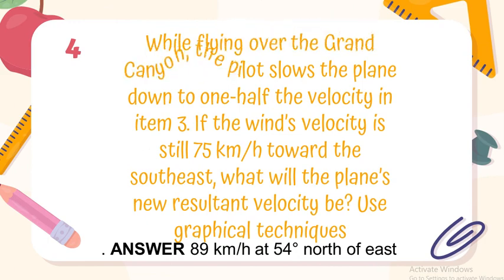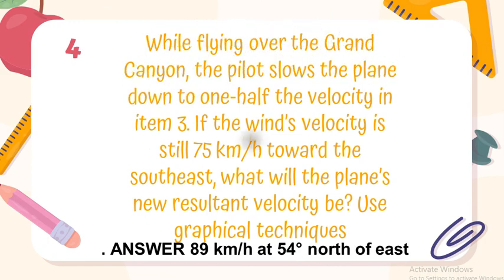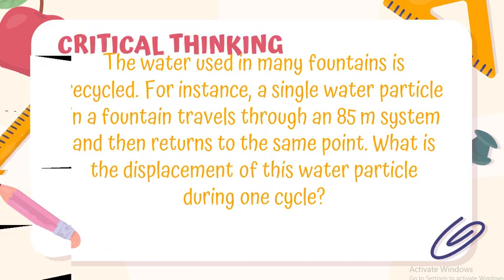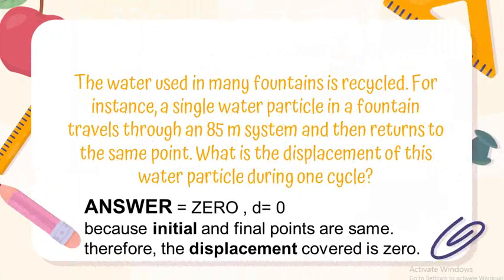The next question is about critical thinking. The water used in many fountains is recycled. For instance, a single water particle in a fountain travels through an 85-meter system and then returns to the same point. What is the displacement of this water particle during one cycle? The displacement will be 0. Why? Because the initial and the final points are the same in a complete cycle, therefore the displacement covered is 0.